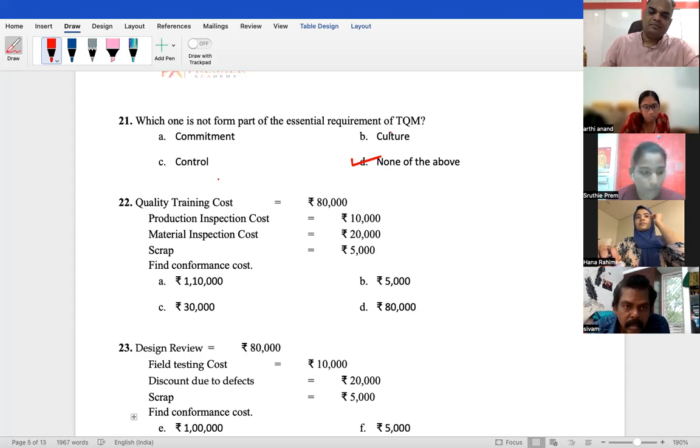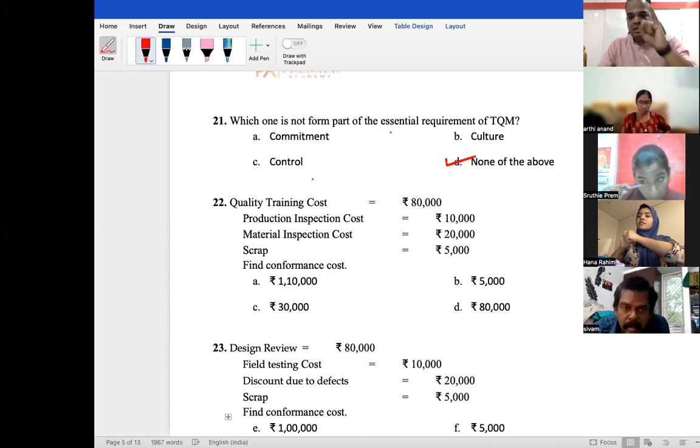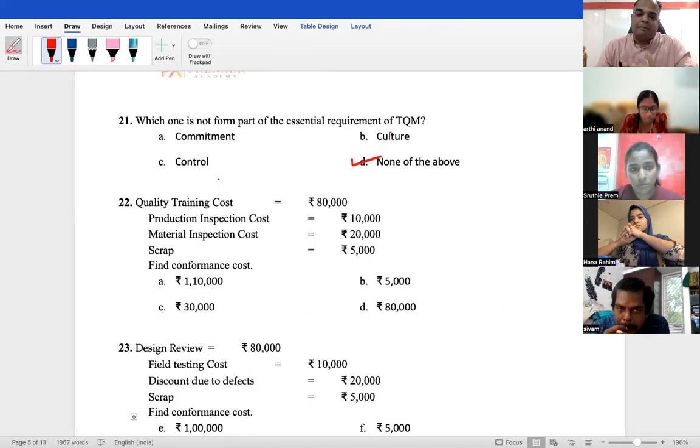Next. Quality training cost 80,000, production inspection cost 10,000, material inspection cost 20,000, scrap 5,000. Find the conformance cost. What is called a conformance cost? You know, four types of cost: prevention, appraisal, internal failure, external failure. Conformance cost consists of prevention and appraisal cost. Internal failure and external failure are called non-conformance cost.